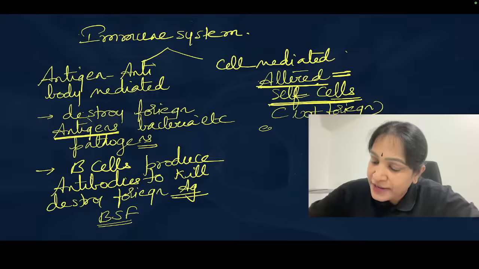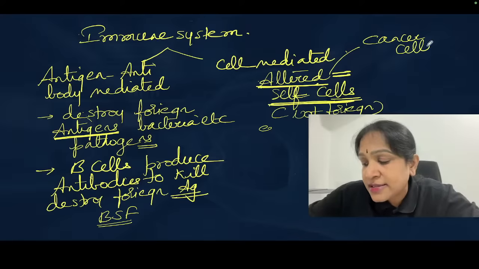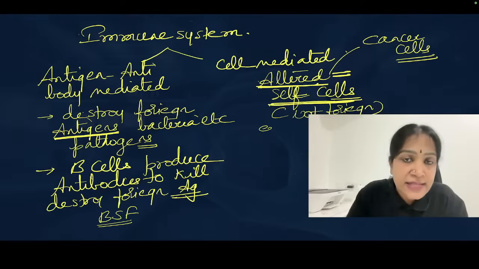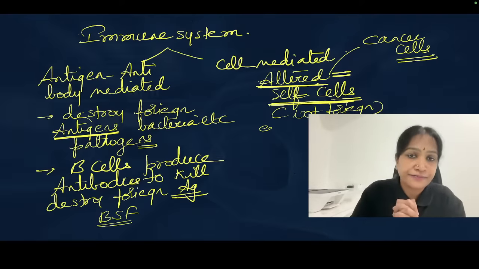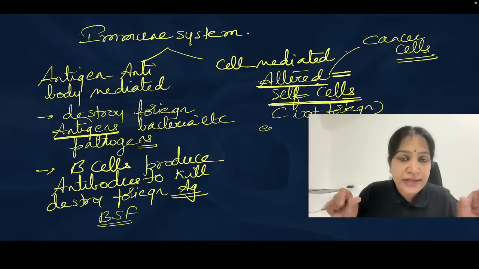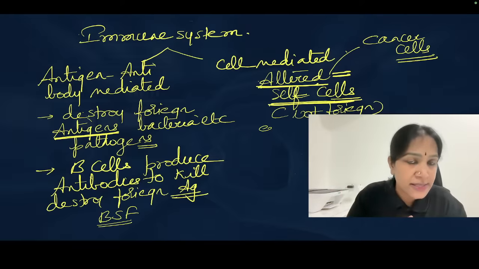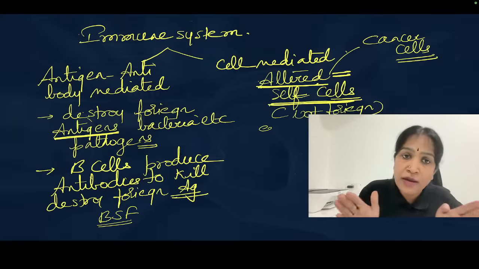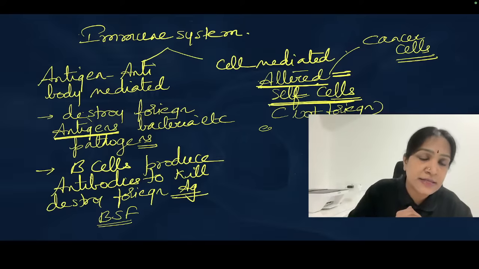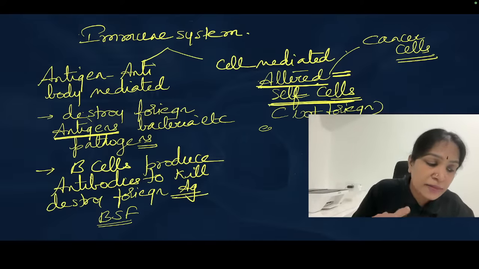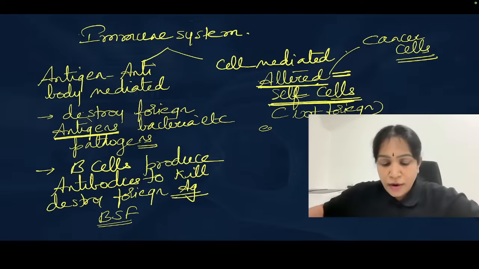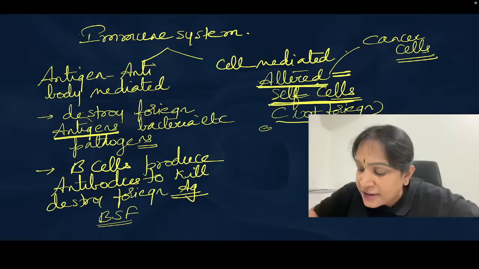What is the example for it? An example of an altered self cell is cancer cells. Tell me, for a cancer patient, are cancer cells self cells or foreign cells? They are self cells only. Is it clear? But are they normal or altered because of a disease? They are altered. So we call them altered self cells.